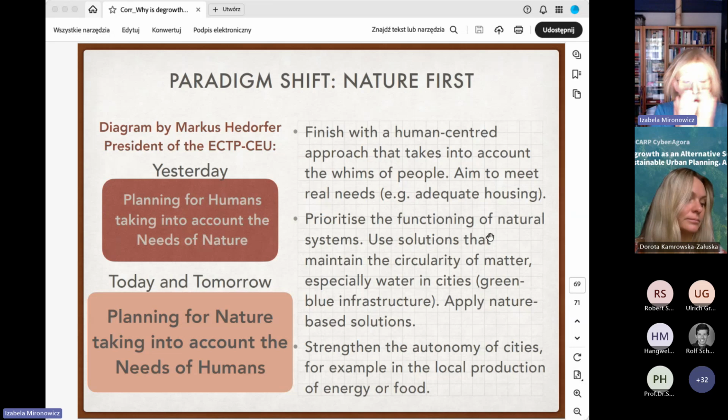Over the years, urban planners have repeated the mantra of putting people first, people and their needs. It's time to change the approach. To illustrate the essence of this shift, I used the diagram from Markus Hedorfer, president of ECTP. I don't know whether it is on your left or on your right, so on one side of this slide.